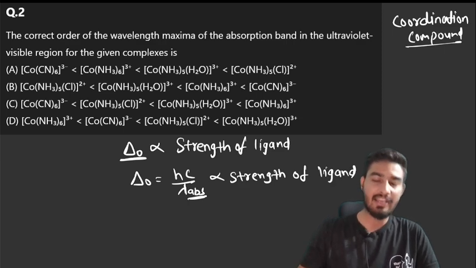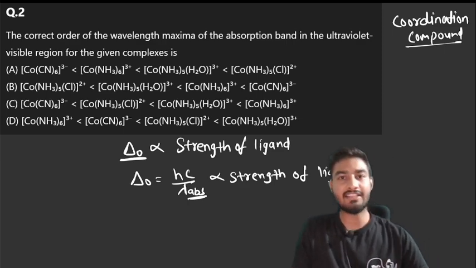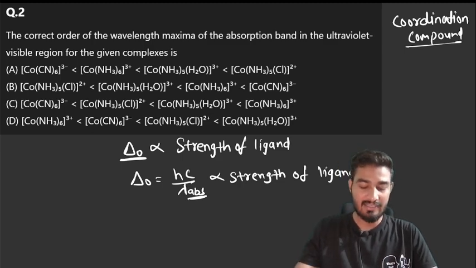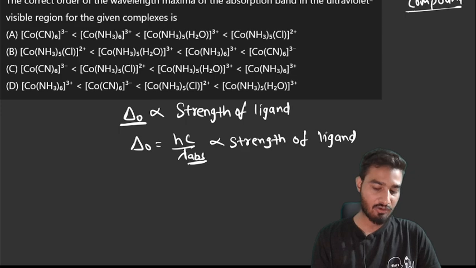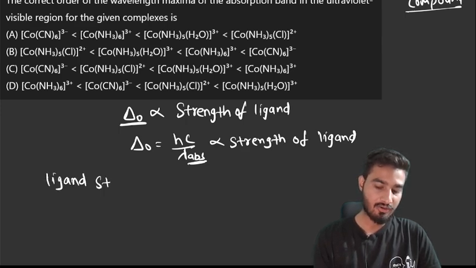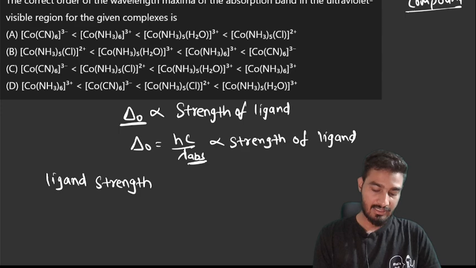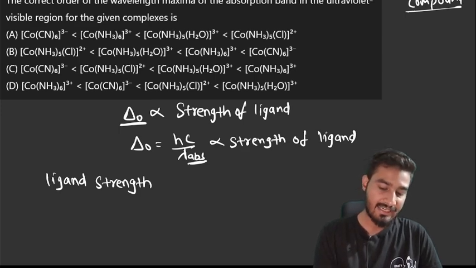So from here we can relate. If ligand strength is more, in that case what is there? Absorbed wavelength will be less. Yes sir. So from here we can write the ligand strength order. We know that in it we have been given CN minus, NH3, H2O and Cl minus.